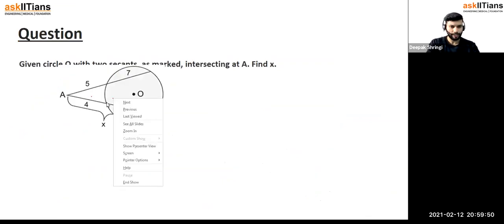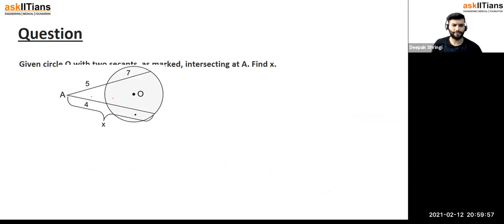Okay, so look at this guys. Given circle O with 2 secants as marked intersecting at E, find X. Very simple question guys. Let me explain it a little. This is A, this is B and this is C, right? And this is D and this is E. Now solve it.